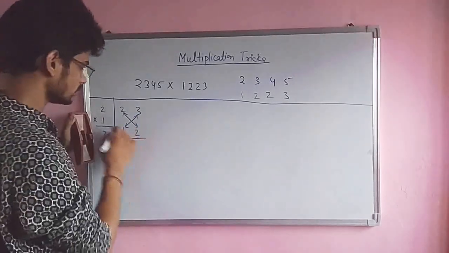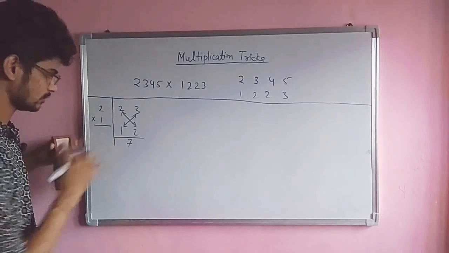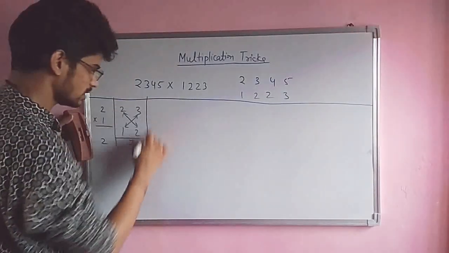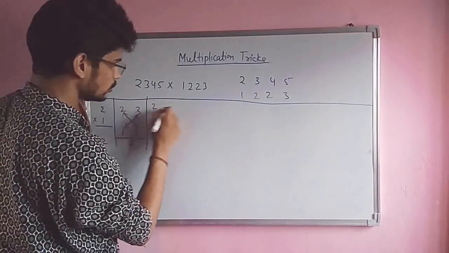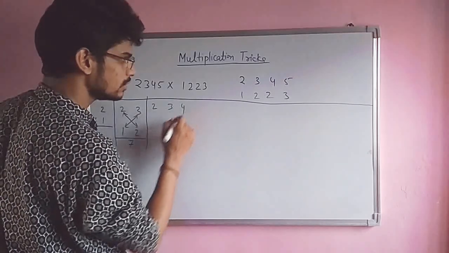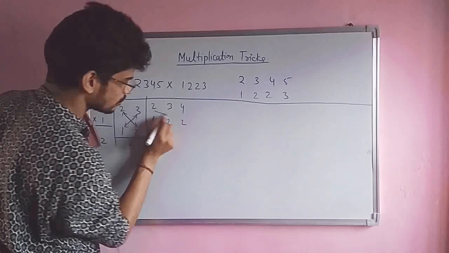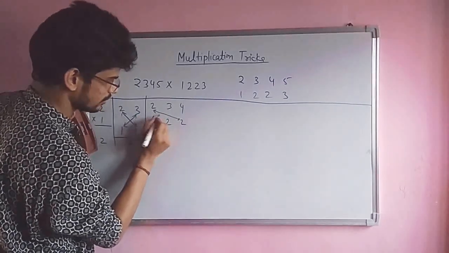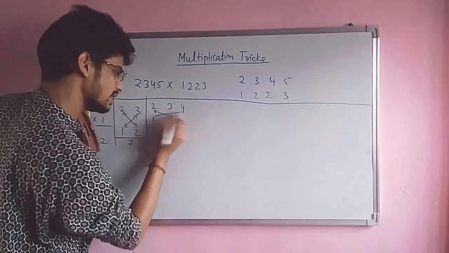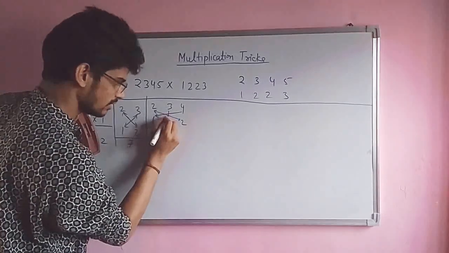Next is 2, 3, 4, 1, 2, 2. Now cross the digits, multiply the ending value and like this.